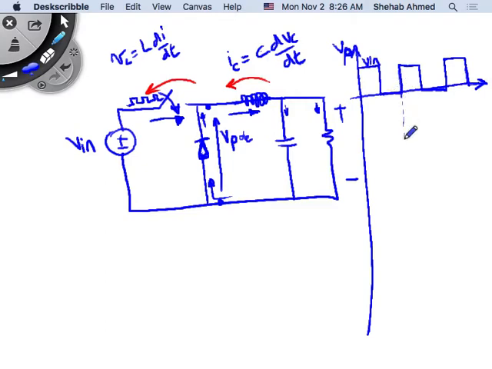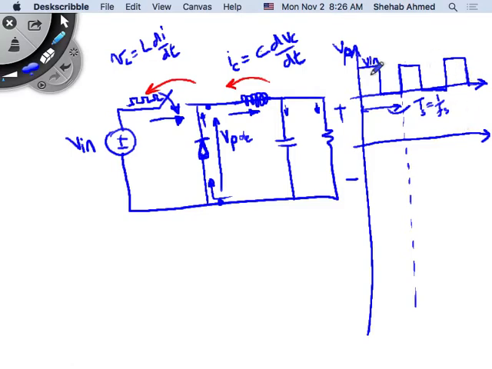And what is this time here called? Exactly, this will be your switching period T, and it's the inverse of the switching frequency F. You can call that Fs or Ts if you want.